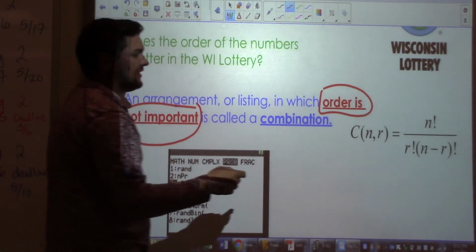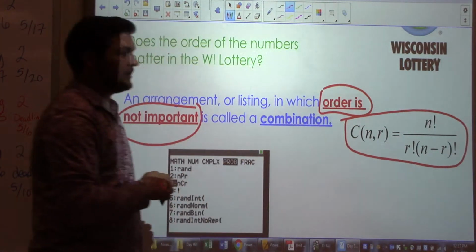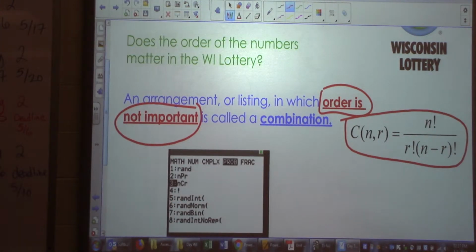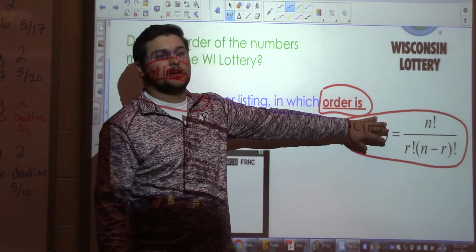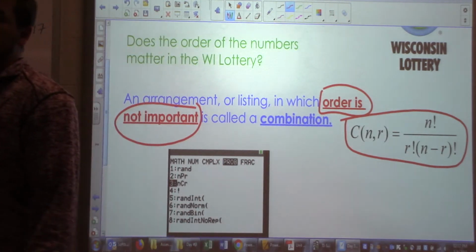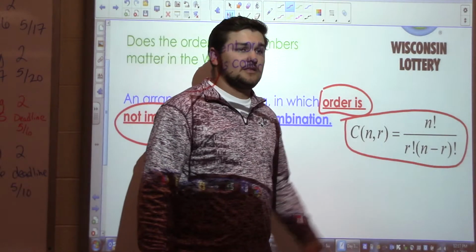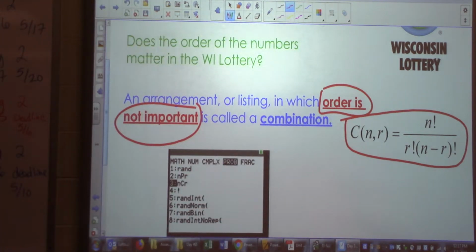Now, the formula for a combination is n factorial over r factorial times n minus r factorial. Now, just like a permutation, there's a way to do this in our calculator that I'll show you in a second. We're not going to use the formulas very often. 99% of the time, I'm going to do it on the calculator. Right? I'm not going to expect you to memorize the formulas. If you want to learn them, you can. They're great formulas, but I'm not expecting you to memorize those. Okay?